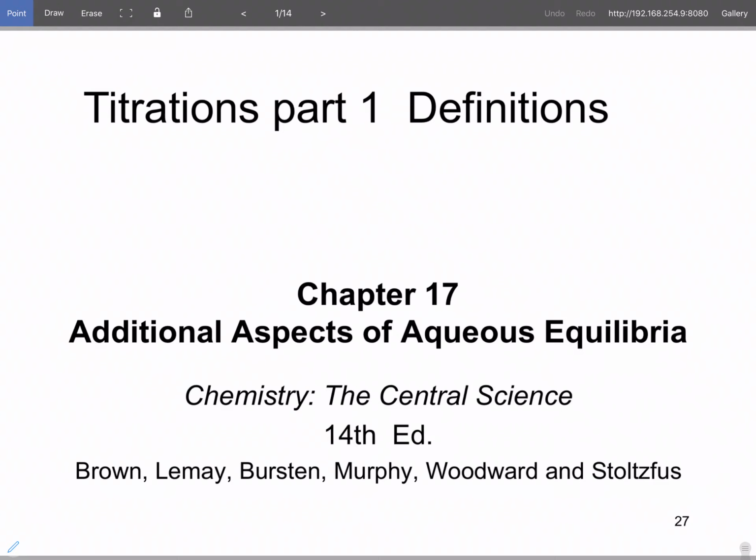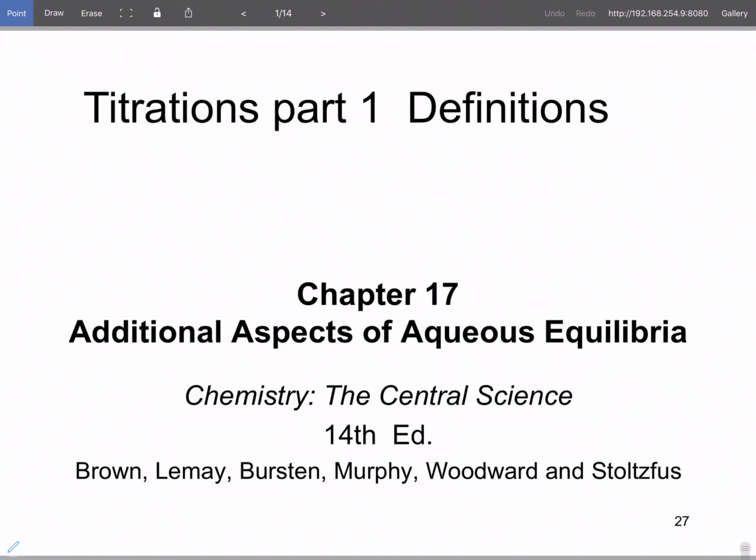The section is titrations. The first part is going to be definitions, and then we'll continue on from there. Titrations incorporate everything. We start with our weak acid or base, and then we start adding a strong base or acid. If you're titrating a weak acid, you'll add a strong base. If you're titrating a weak base, you start with a strong acid.